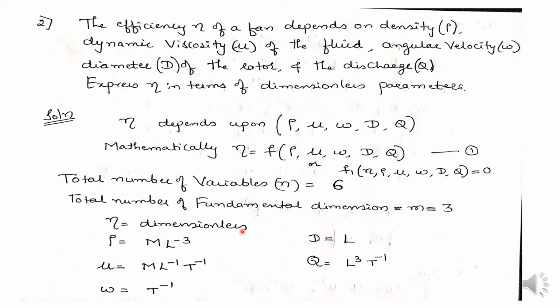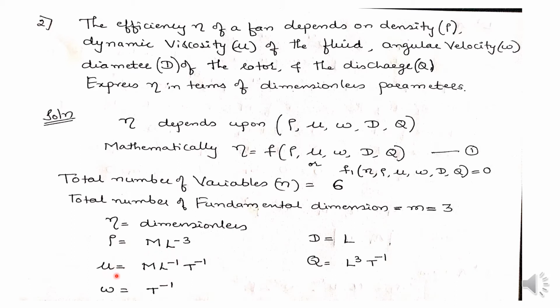Next step, for each and every variable, let us write its equation of dimensions. Efficiency is a dimensionless number, so we will not write any dimensions for this. It does not have any unit. The dimension of density is M L to the power minus 3. Already we have written these secondary quantities in the first class.